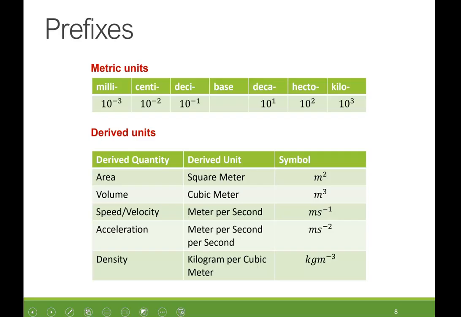Again, do you need to memorize any of these things? No. You just need to be able to deal with it when you see it.